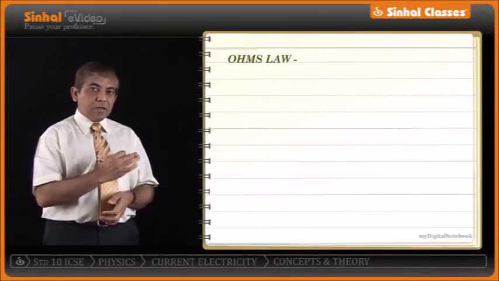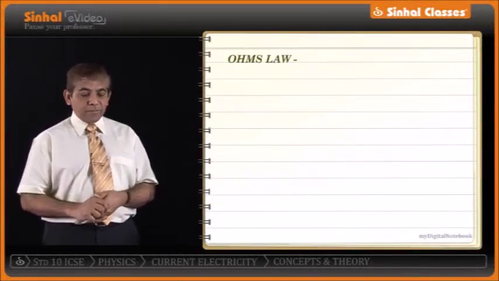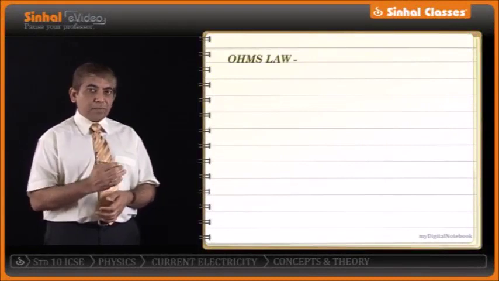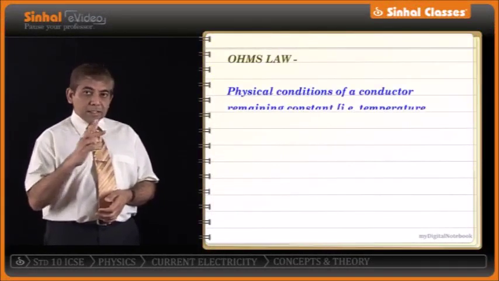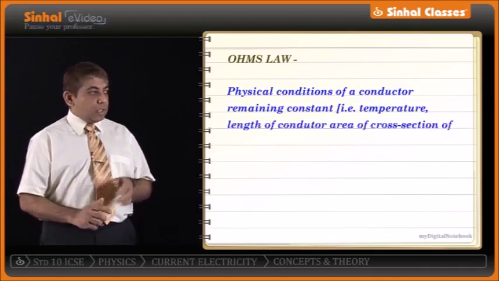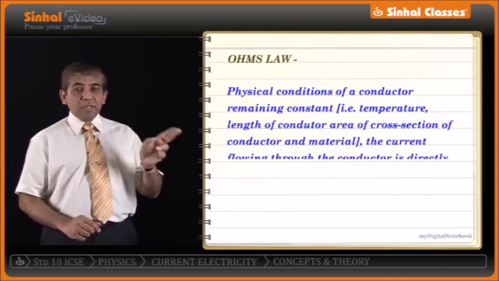So if I have to state Ohm's law in statement form, we say: physical conditions of a conductor remaining constant, physical conditions like temperature and pressure, current flowing through a conductor is directly proportional to the potential difference between the two ends of the conductor.